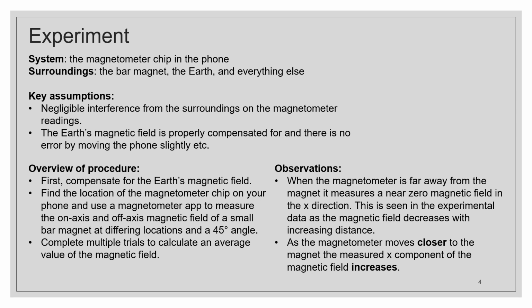As for the observations, when the magnetometer is far away from the magnet, it measures a near zero magnetic field in the x direction. This is seen in the experimental data as the magnetic field decreases with increasing distance. As the magnetometer moves closer to the magnet, the measured x component of the magnetic field increases.